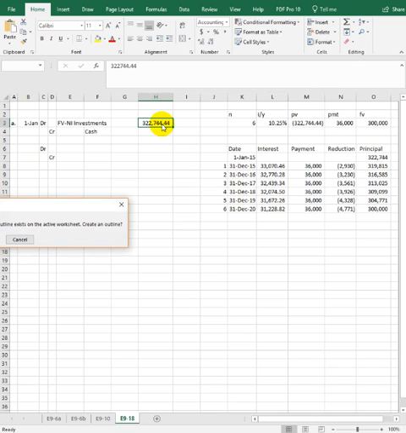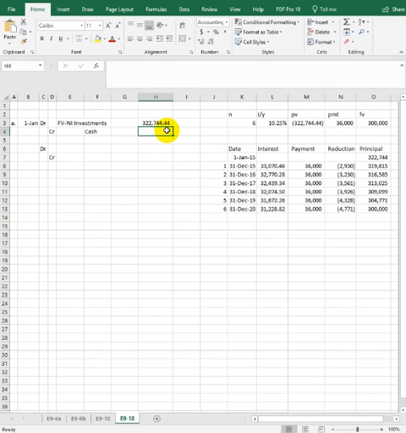Control copy. It doesn't like that for some reason. Maybe it's because I'm not hitting the right button. So let's just go over here. We go equals that. And there we go.